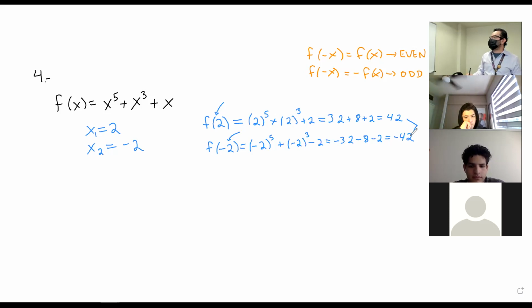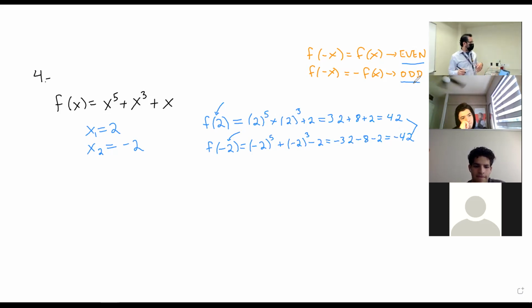If I get the same number here, it's even. But if I get the same number with a different sign, it's odd. So I ask again, Alfredo, is it even or odd? Odd. It's odd because I got 42 and minus 42. If I would have gotten 42 and 42, then it would have been even. If I would have gotten two totally different numbers, it's neither even nor odd. Is that clear?